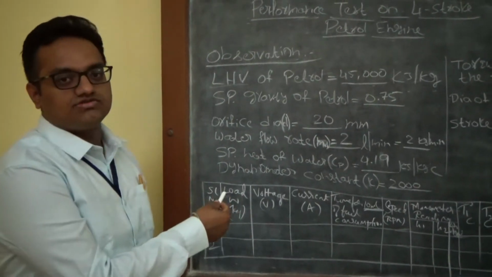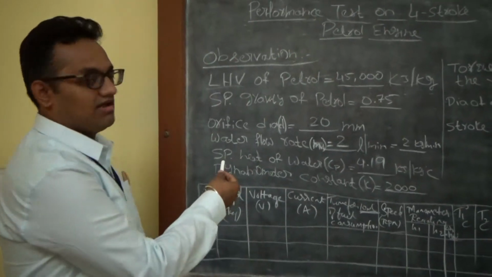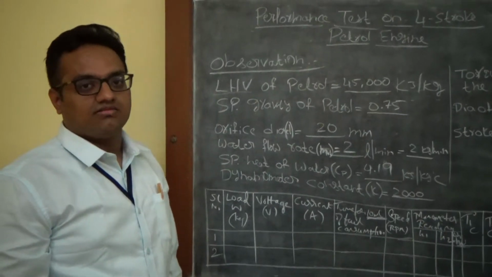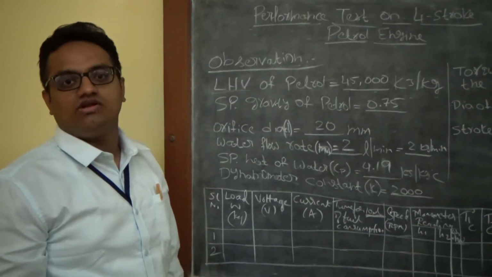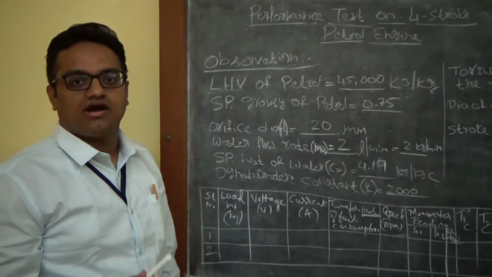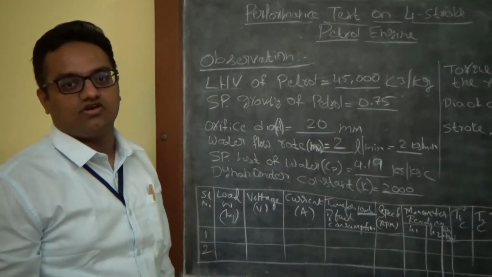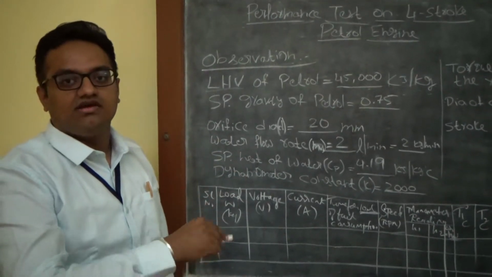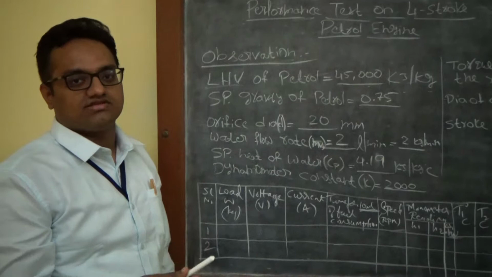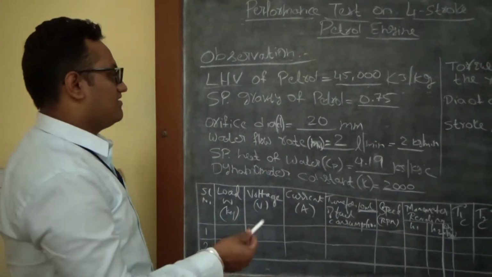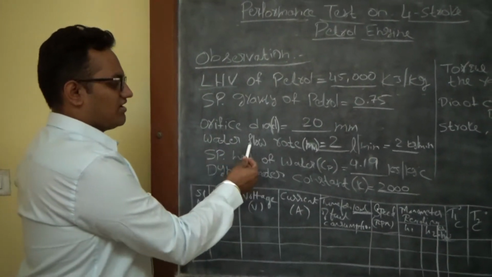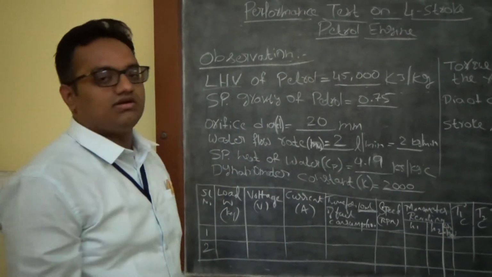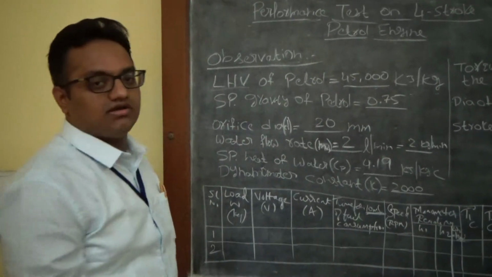Following this, we have a diameter of an orifice, which is 20 mm. Where we are going to use the diameter of the orifice, I'll let you know. We have a cooling system. It's a water cooled engine, so we need to measure the mass flow rate of the cooling water. We use the orifice and the manometer. The difference of the manometer gives us an idea of the flow rate.